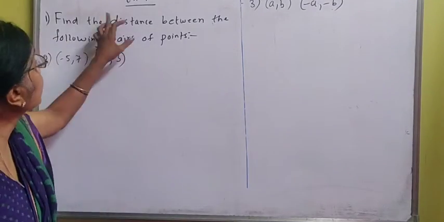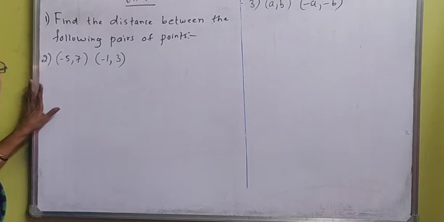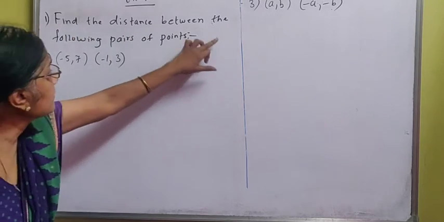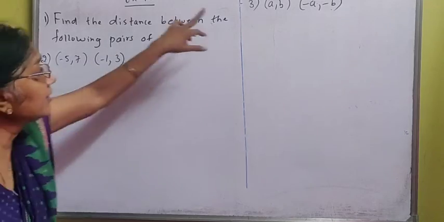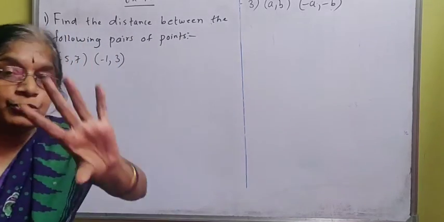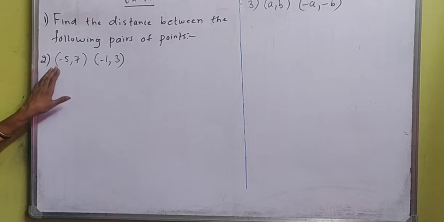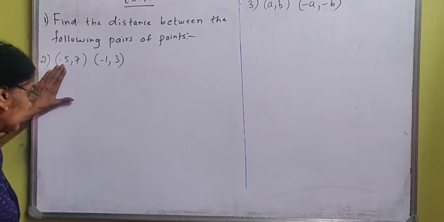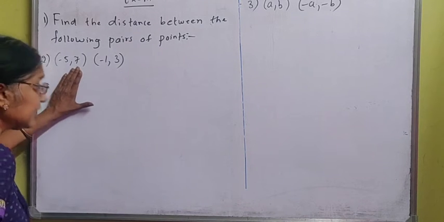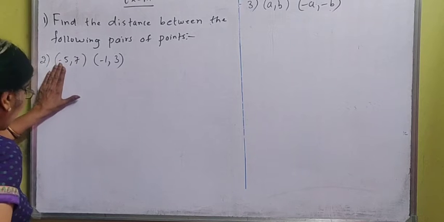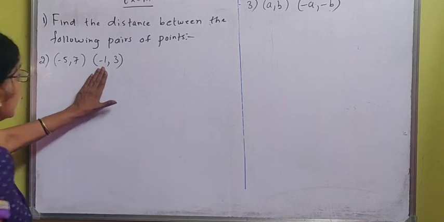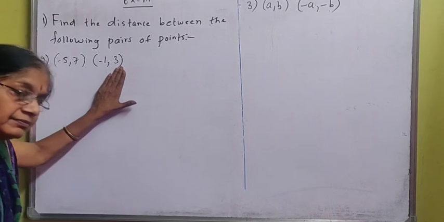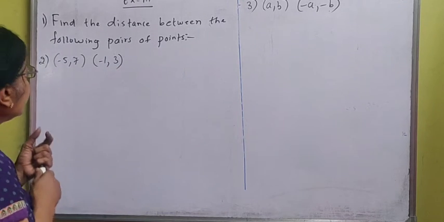Today we will start with exercise 7.1. What is the first example? Find the distance between the following pairs of points. The second sum and third sum I have taken. The first sum you have to do as homework. So x1 is minus 5, y1 is 7, x2 is minus 1, y2 is 3. So let us take that.